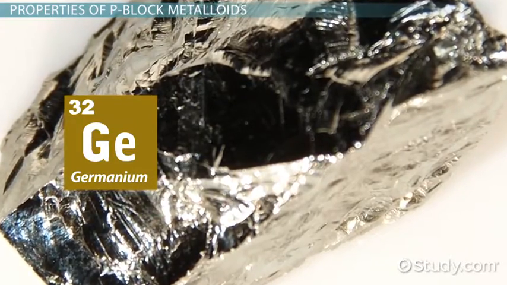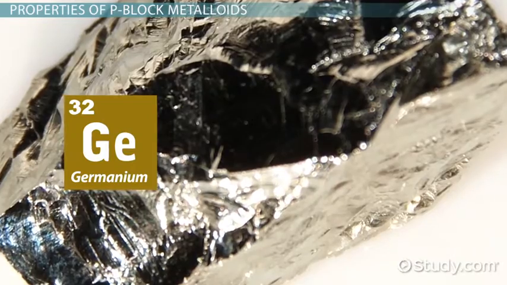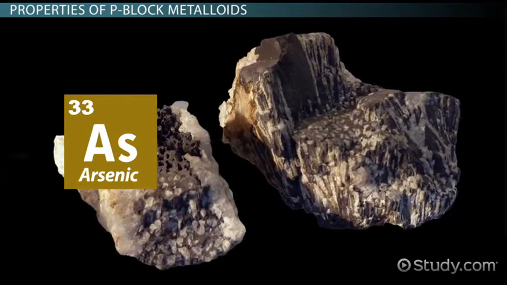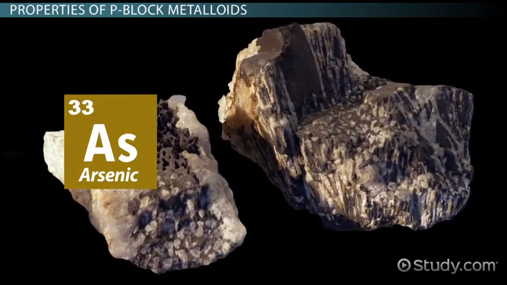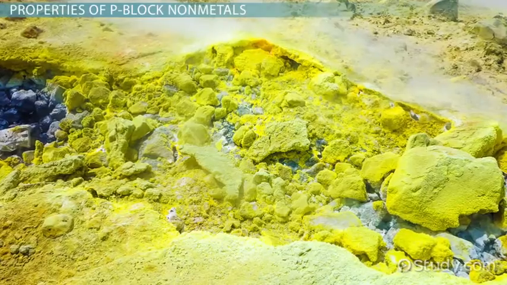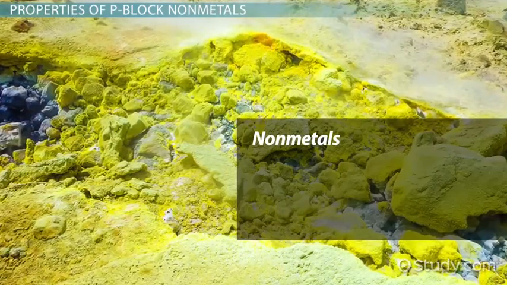Germanium has properties very similar to silicon, yet this element is much more rare. Arsenic is a toxic metalloid that has been used throughout history as an additive to metal alloys, paints, and even makeup. Most of the p block elements are nonmetals.